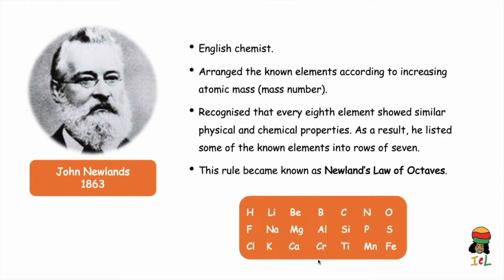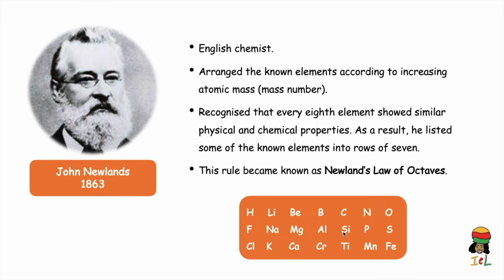By 1863, John Newlands, an English chemist, recognized that every eighth element appeared to have similar properties. As a result, Newlands listed a few known elements into rows of 7, as illustrated in the portion of Newlands' table shown below. This rule became known as Newlands' law of octaves.